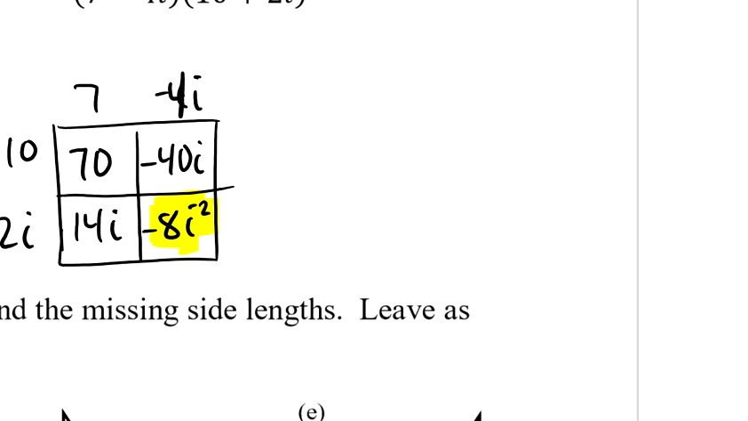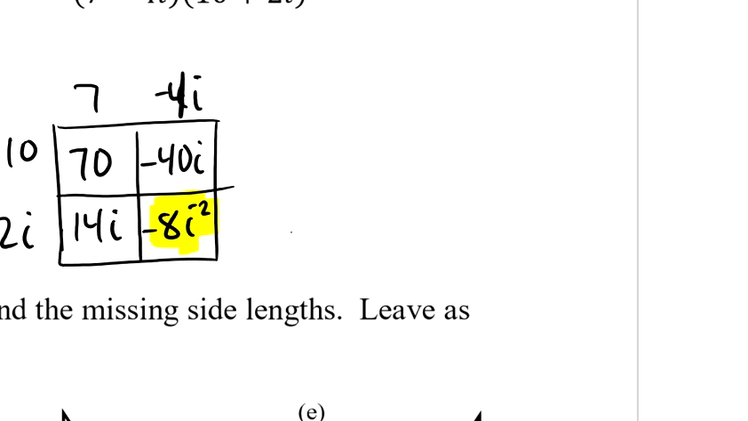And remember, when we square i, we get -1. That's the weird thing, interesting thing, I guess I should say, is that normally when you multiply something by itself, you always get a positive result. In this case, when you multiply i times i, you get -1.